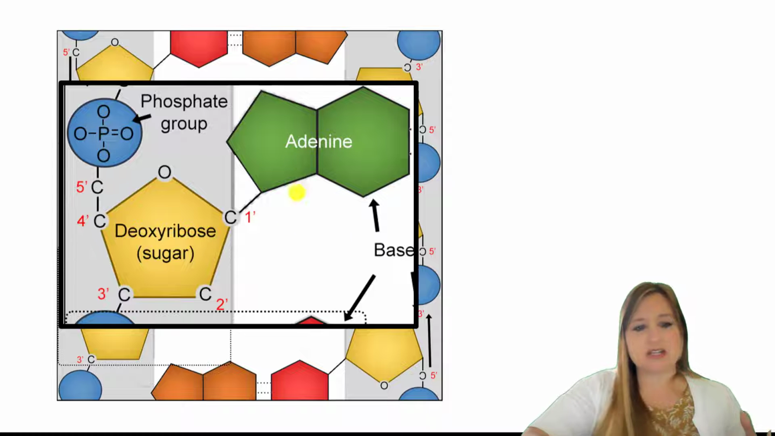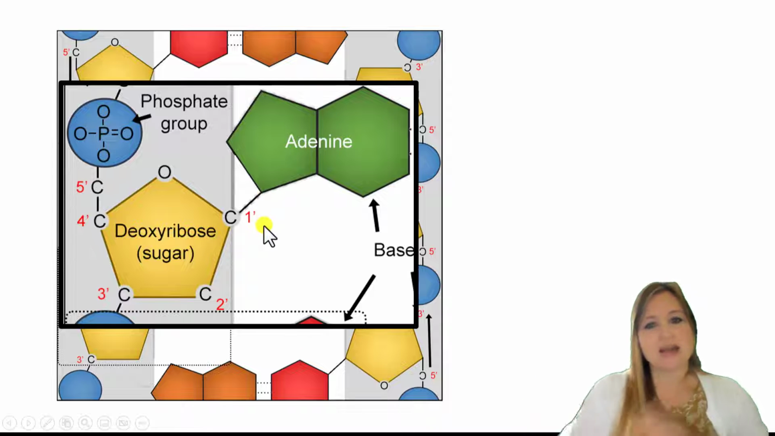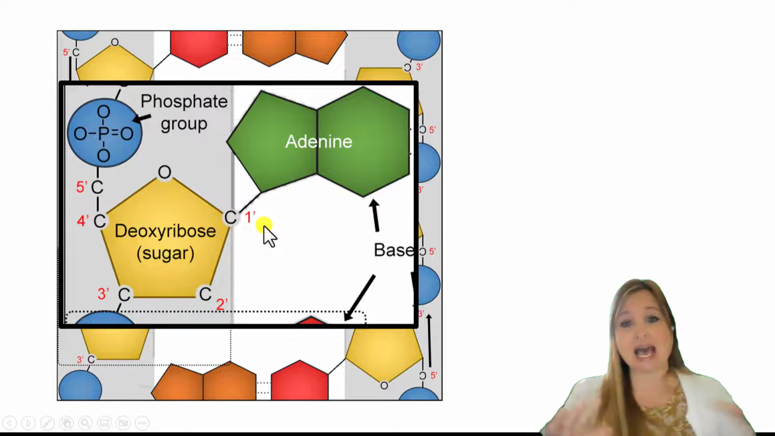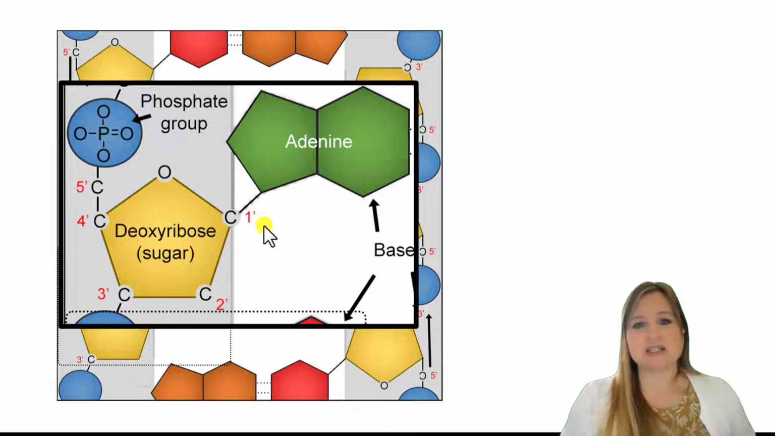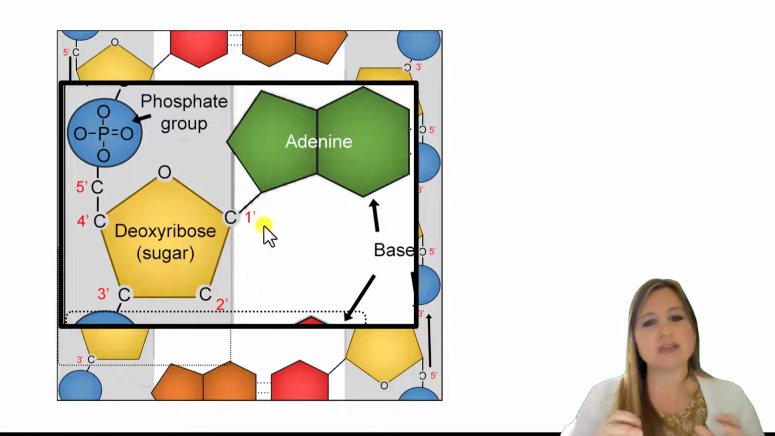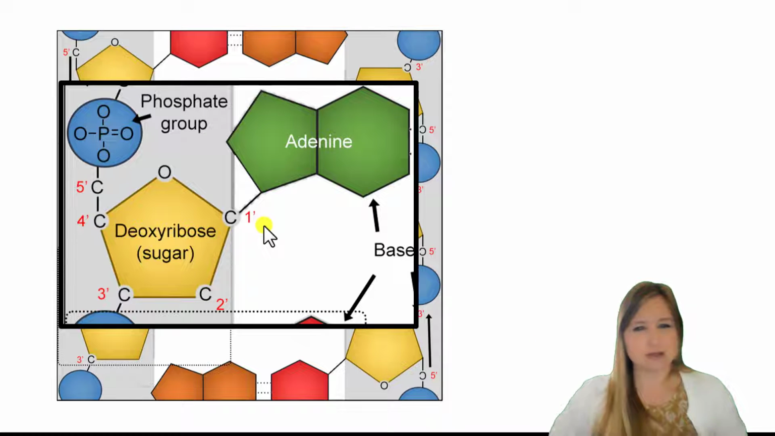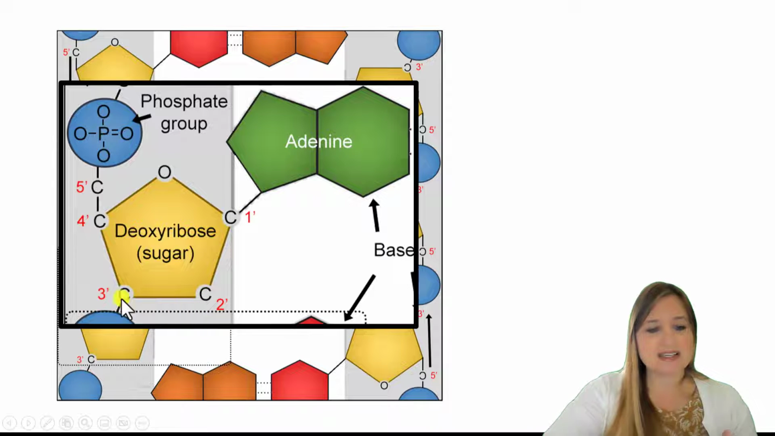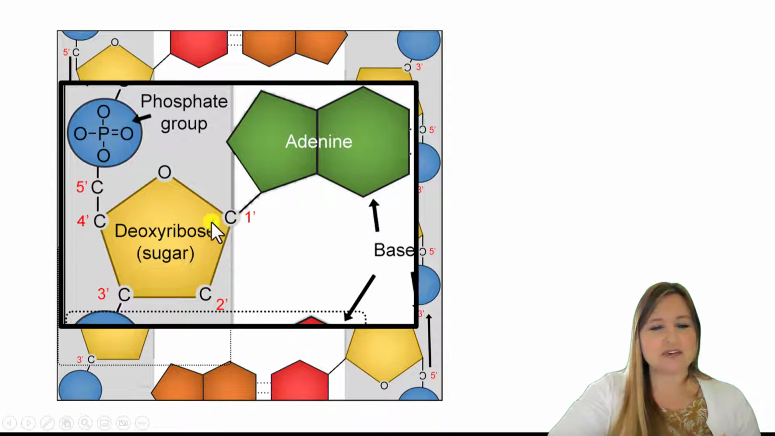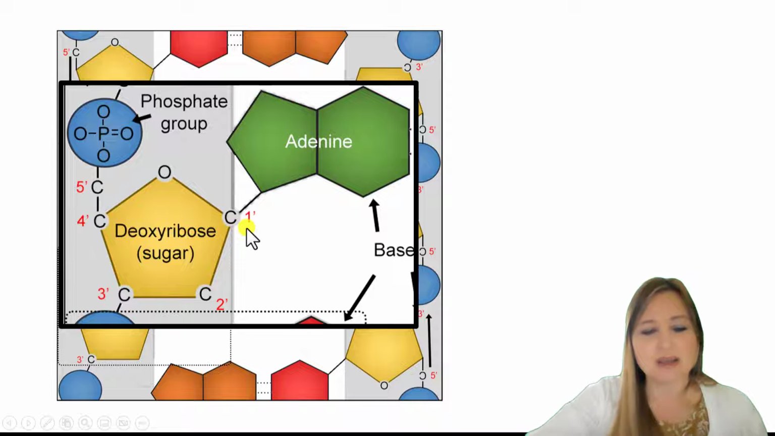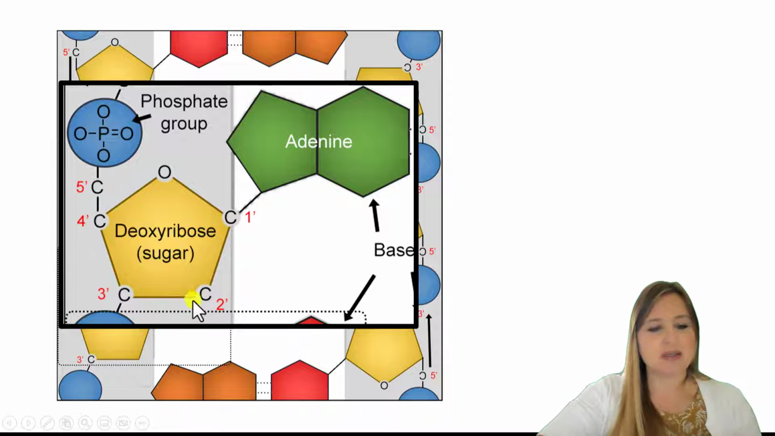And to differentiate those, to tell apart the atoms you're talking about in the base versus the atoms you're talking about in the sugar, instead of just numbering the carbons in the sugar again, they numbered them, but then they put a prime after it. It kind of looks like an apostrophe, although it's a little bit different. So now we can number the carbons in the sugar, and here they are. Here's the first carbon, so we call that 1'. Second carbon, 2', 3', 4', and 5'.